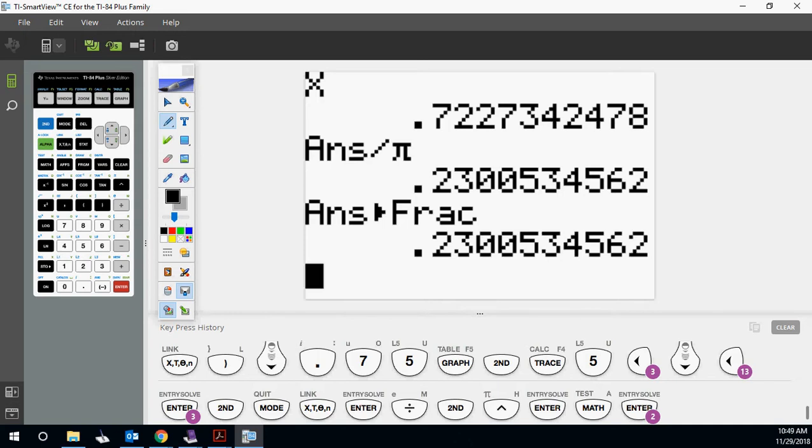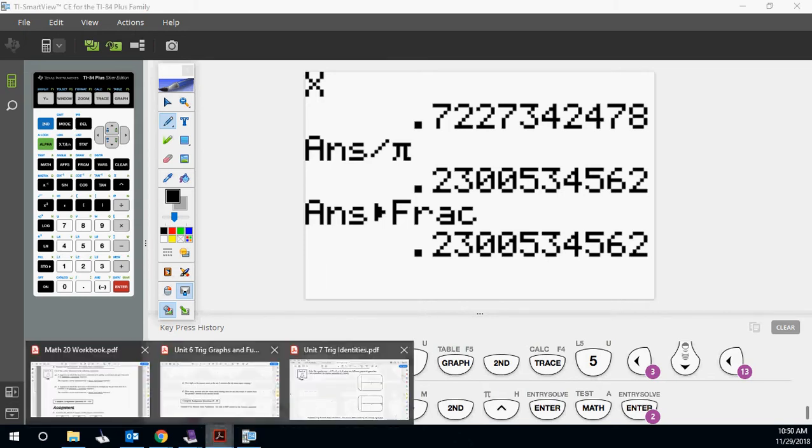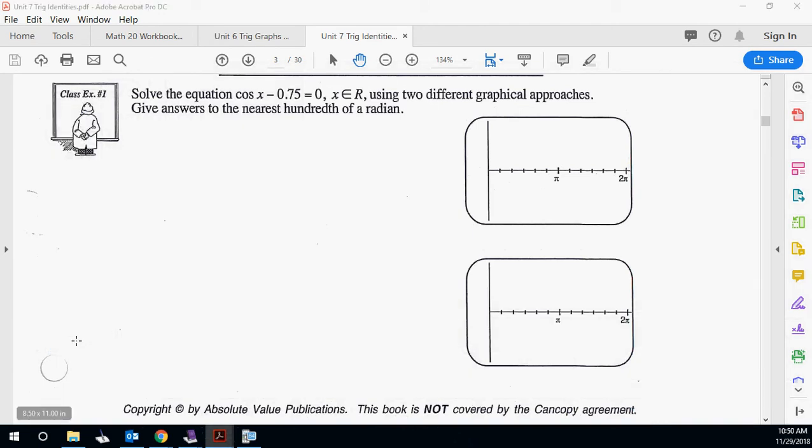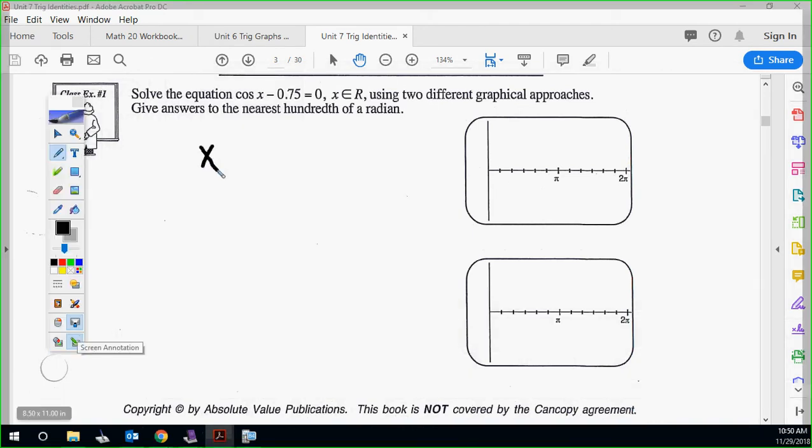Then it says here, nearest hundredth, right? And that kind of gives it away to you. It's not going to be a nice number. So nearest hundredth is just going to be 0.72. So you're going to go on the workbook here. The first solution is going to be x equals 0.72 plus 2 pi n, n ∈ I.